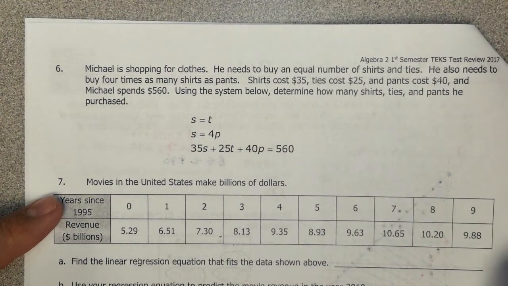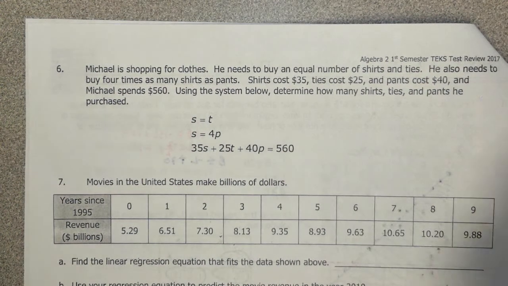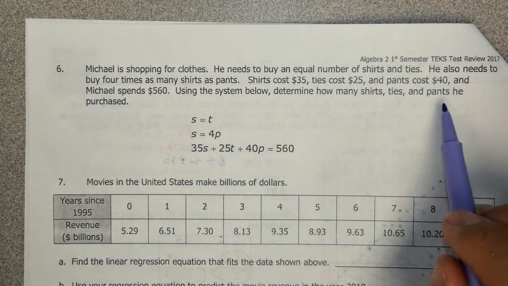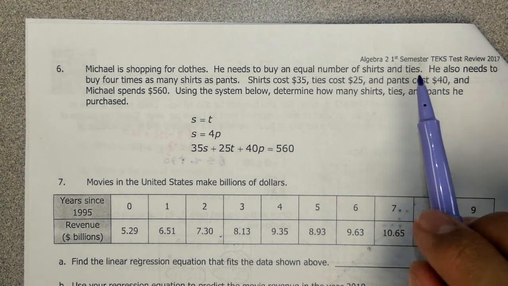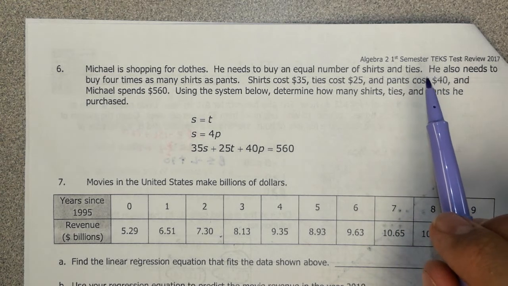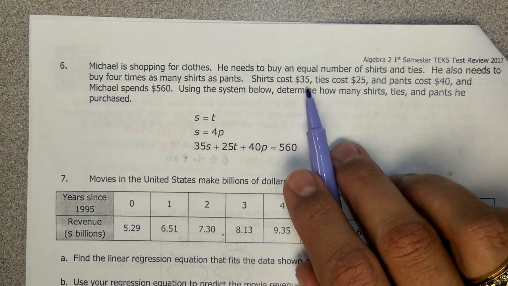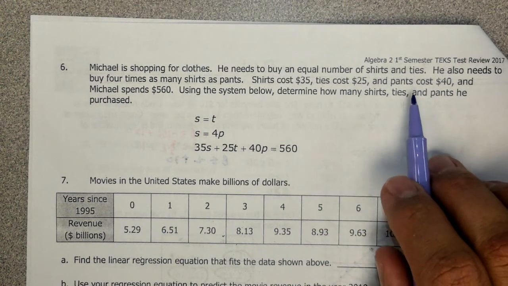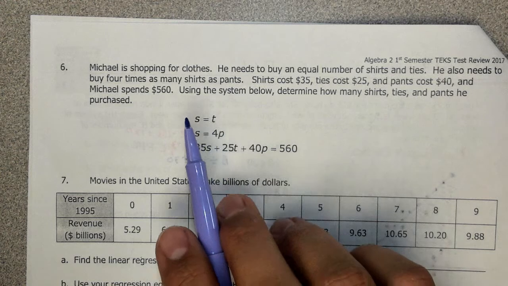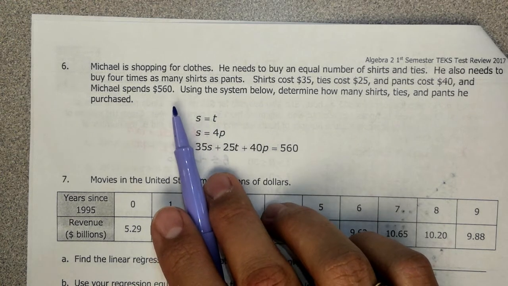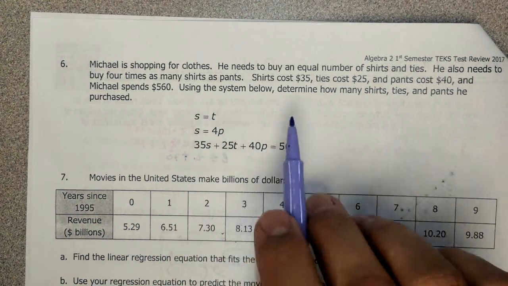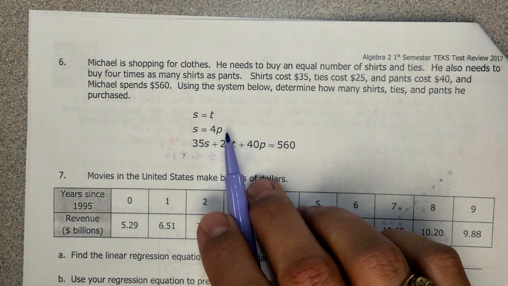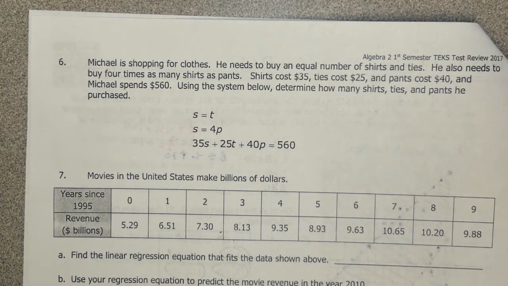Next page, it says Michael is shopping for clothes. He needs to buy an equal number of shirts and ties. He also needs to buy 4 times as many shirts as pants. Shirts cost $35, ties cost $25, pants cost $40. And Michael spends $560. Using the system below, determine how many shirts, ties, and pants he's purchased.